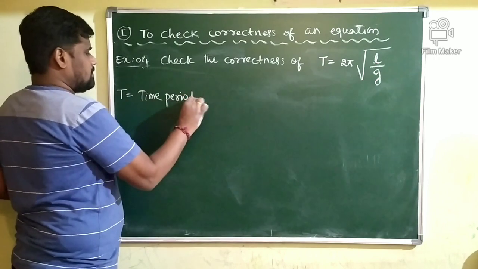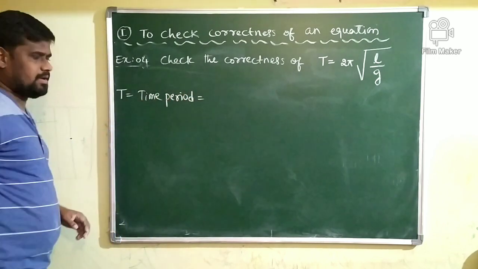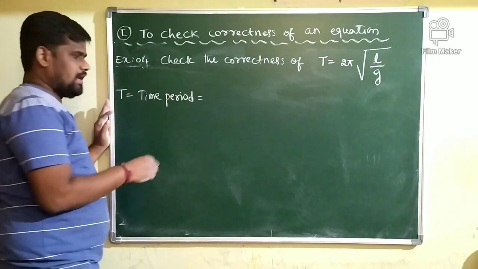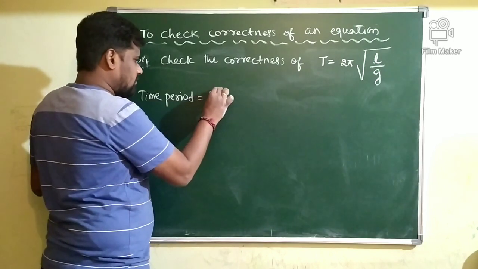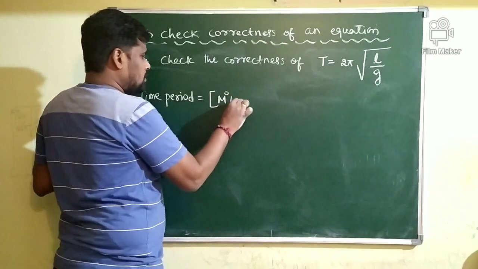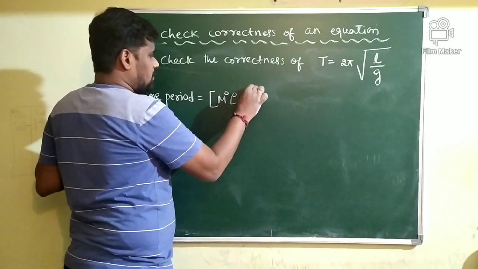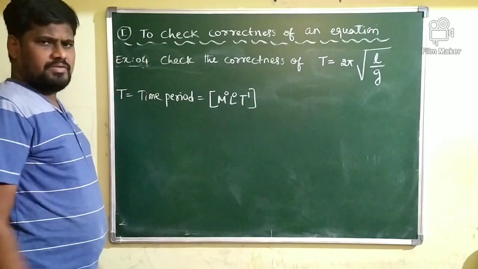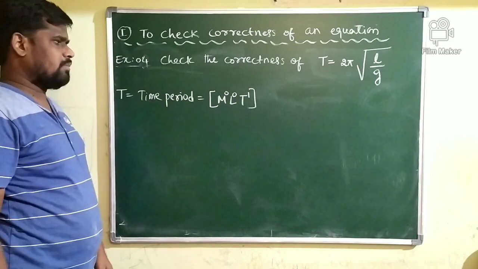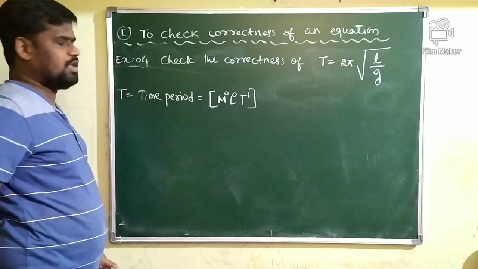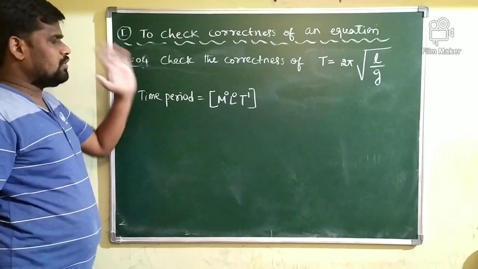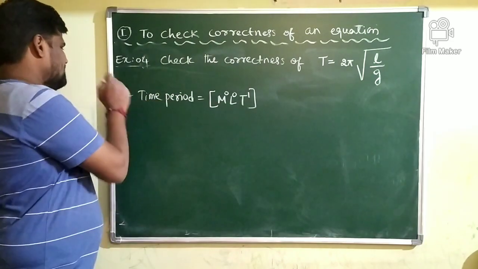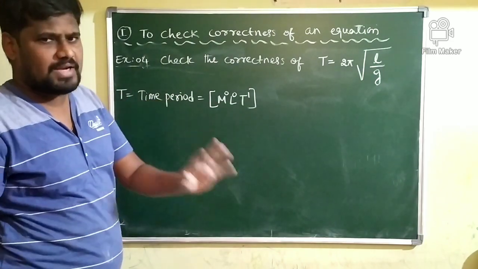Time period. Simply we will call it time. Its dimensional formula is given by m⁰ L⁰ t¹, because the dimensional formula for time is t. There is no m here, therefore m⁰. There is no L here, therefore L⁰. So m⁰ L⁰ t¹ is the dimensional formula for time period.